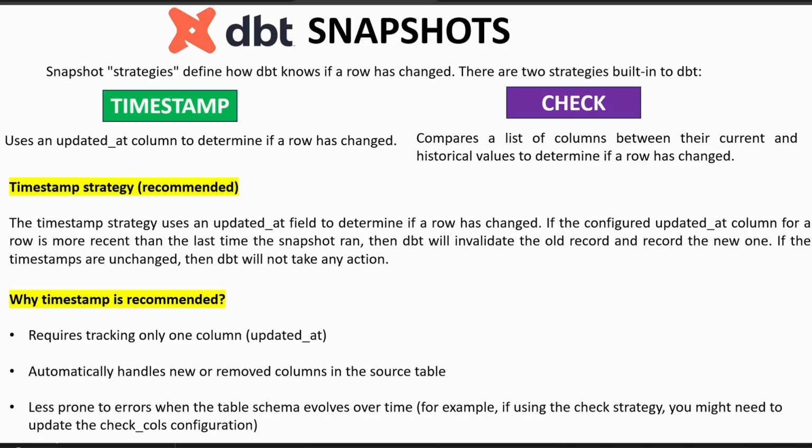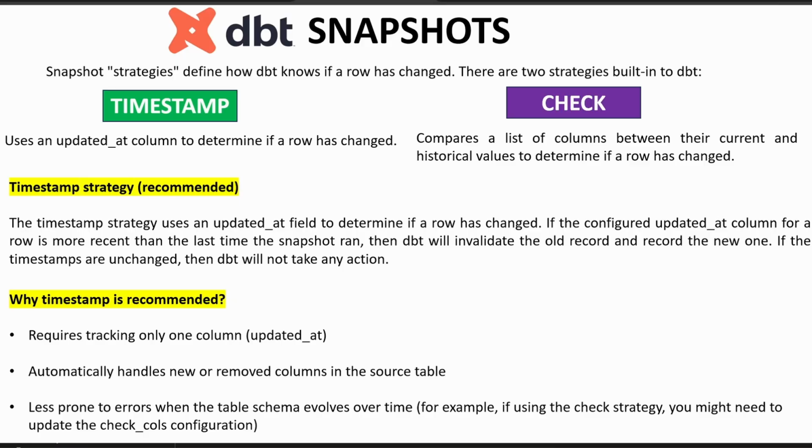Okay, why is timestamp recommended? Because it requires tracking only one column, which is updated at. Second, it automatically handles new or removed columns in the source table. And third, it is less prone to error when the table schema evolves over time. For example, if you are using the check strategy, you might need to update the check column configurations if your table schema is drifting. Cool.